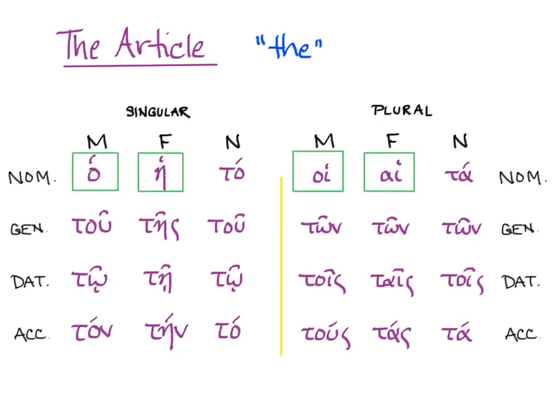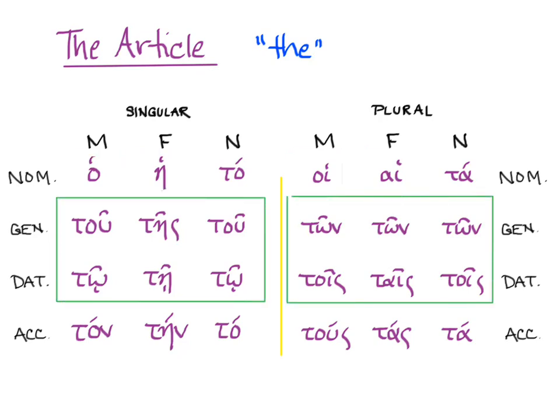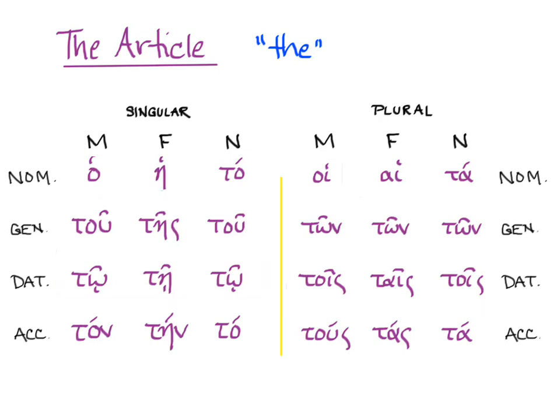Notice that the masculine and feminine nominative, both singular and plural, have rough breathings, not tau, and no accents. They're called proclitics. Notice that all the genitives and datives carry a circumflex. Notice that the neuter nominative and accusative singular match, as do the neuter nominative and accusative plural.